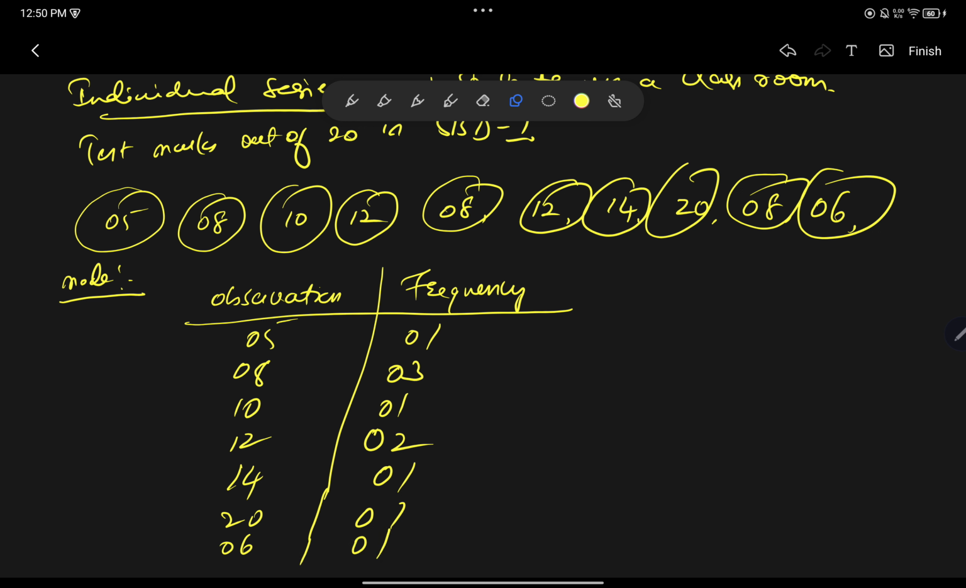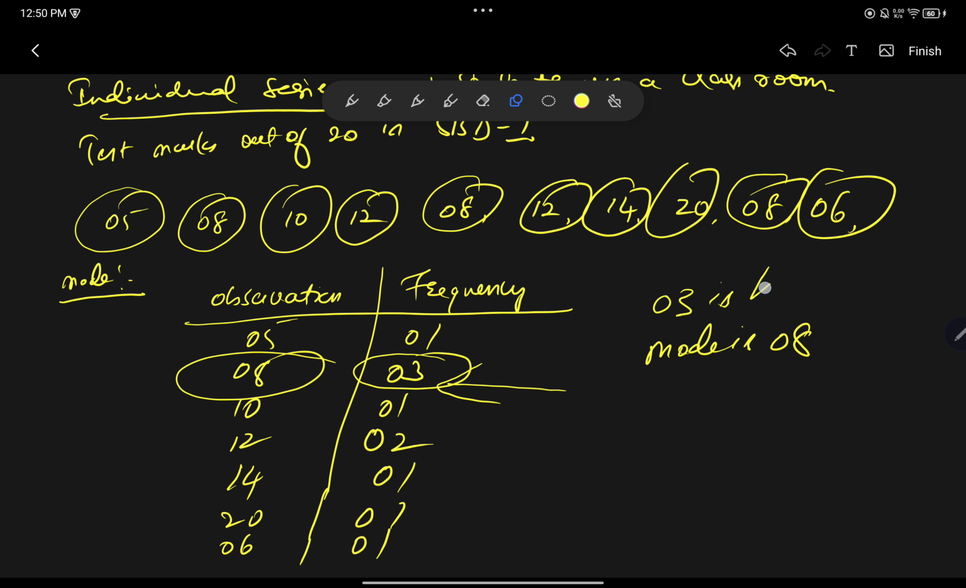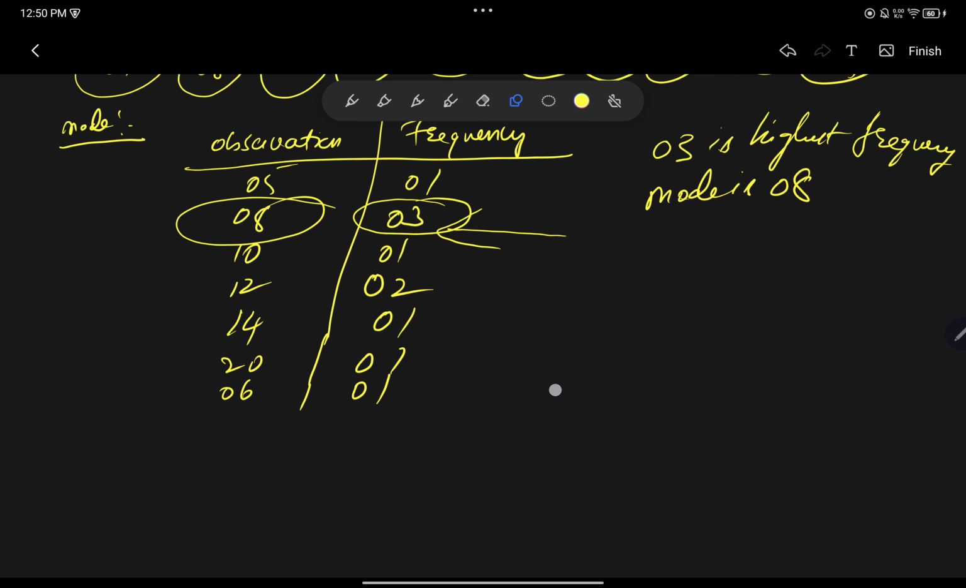Now, which is the highest frequency? 3 is the highest frequency. The mode is 8 because 3 is the highest frequency. This is how we used to calculate mode for discrete series and individual series.